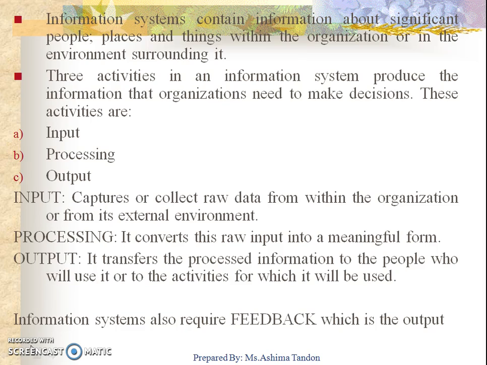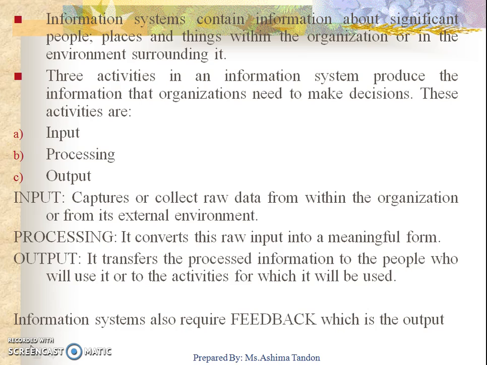It is important for all of you to understand that there are three main activities in an information system, that is input, process, and output. Input basically captures the raw data from the internal as well as the external environment. Processing converts the raw data into meaningful form, and the output transfers the processed information to the people who will use it or for the activities for which it will be used.